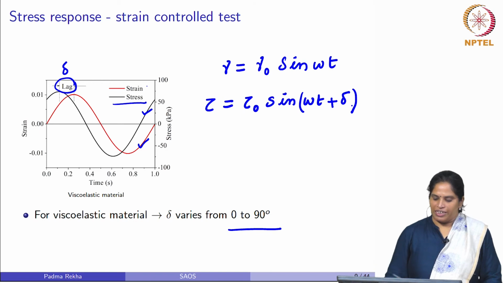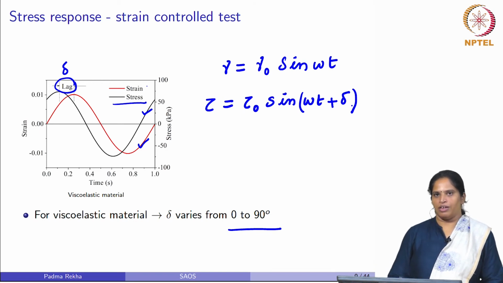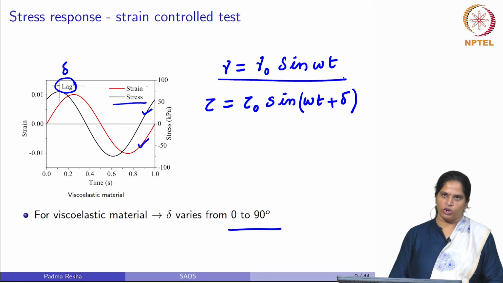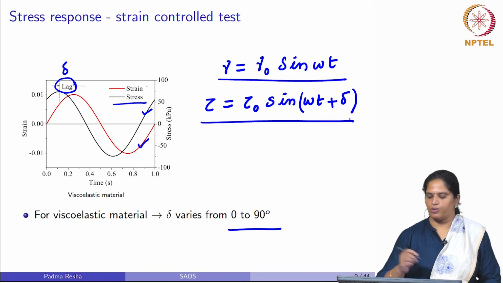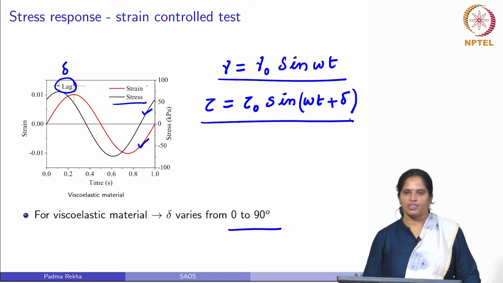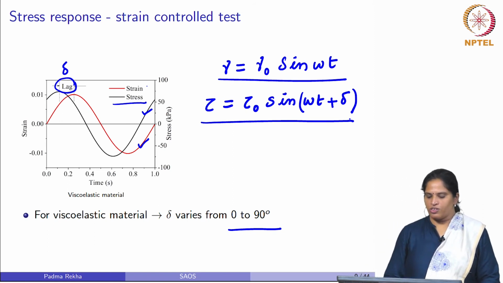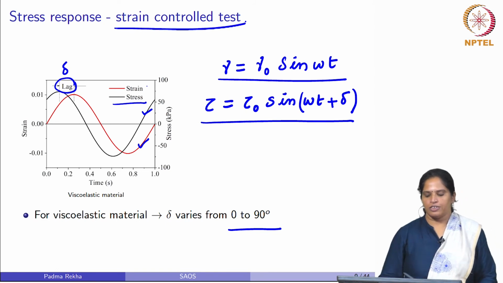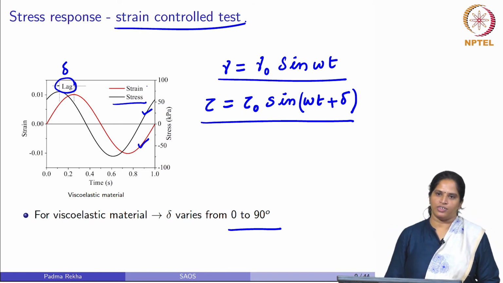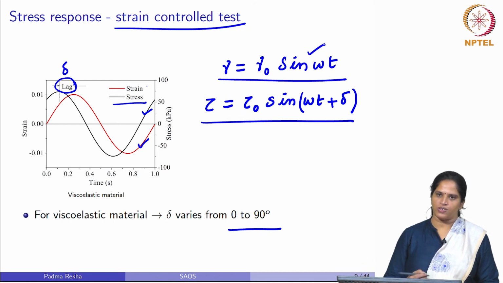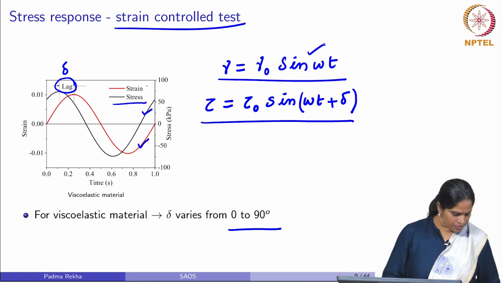So, this is when the material exhibits a viscoelastic behavior. If we control the strain in a pattern of gamma naught sin omega t, you will get the stress response in the pattern of tau naught sin omega t plus delta. So, this is the stress response in a strain control test. Now, what about a stress control test? We were controlling the strain in a sine waveform. Now, if we control the stress in a sinusoidal pattern, what will be our strain response?